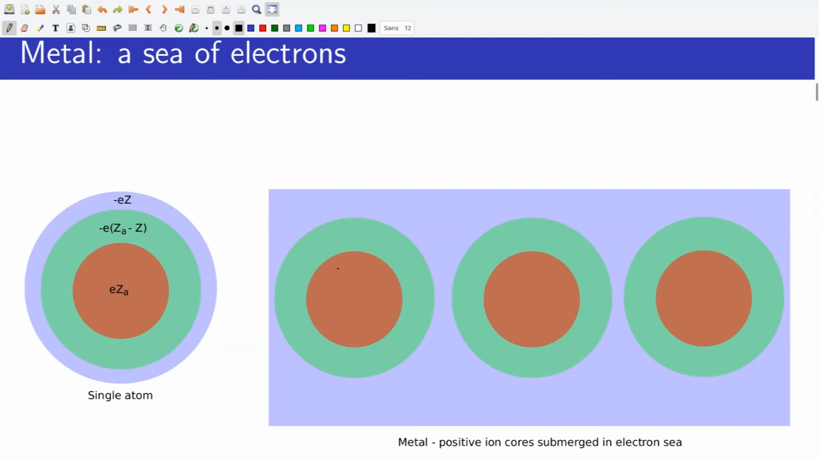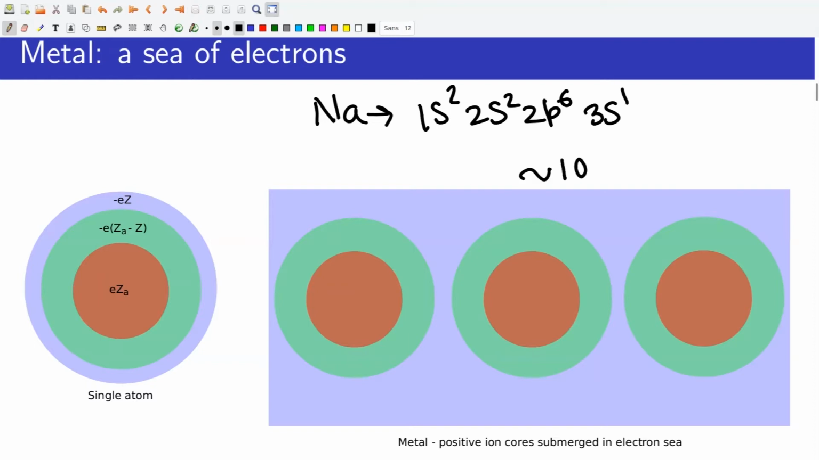First, let us understand how the electron gas forms. Let us consider sodium. Sodium has 11 electrons. The electronic configuration is 1s2, 2s2, 2p6, 3s1. A metal is formed when approximately 10^23 atoms come together. So this is the Avogadro's number.